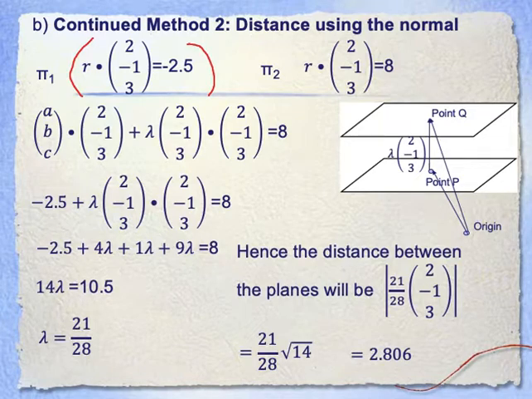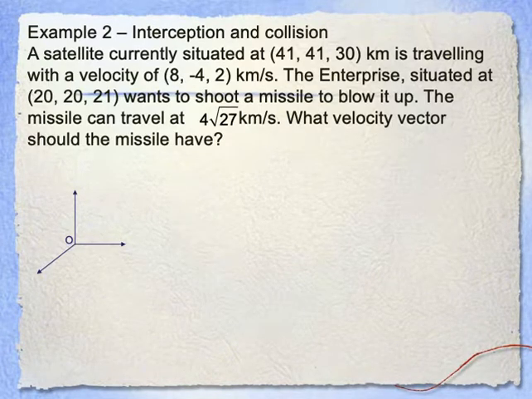Okay. All right, one more example for today. We've got an intercept collision situation. So we've got a satellite situated at a certain position and its velocity vector. The Enterprise, with its position vector, wants to shoot the missile. We know the missile can travel at 4 root 27. So we want to work out, if we know the magnitude of that velocity, what should be the velocity vector so that they actually hit.